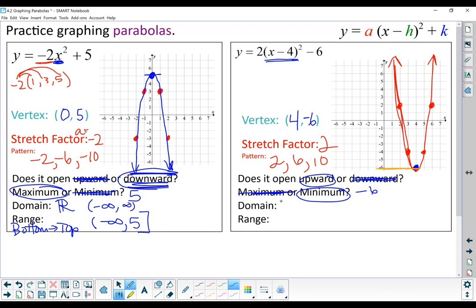The domain of this parabola, as with all parabolas, is all real numbers, or you can write it like this. And then the range, I want to do that from the bottom to the top. So the lowest value, I already have marked from my minimum, it's -6, and it goes up to +infinity.